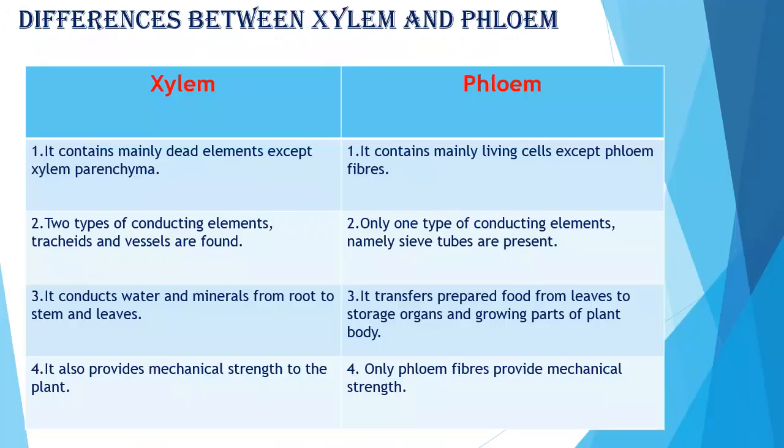Differences between xylem and phloem. Xylem contains mainly dead elements, which means all the cells present in xylem tissue are dead except the xylem parenchyma, which are living cells. Phloem is made up of all living cells except phloem fibers, which are dead.